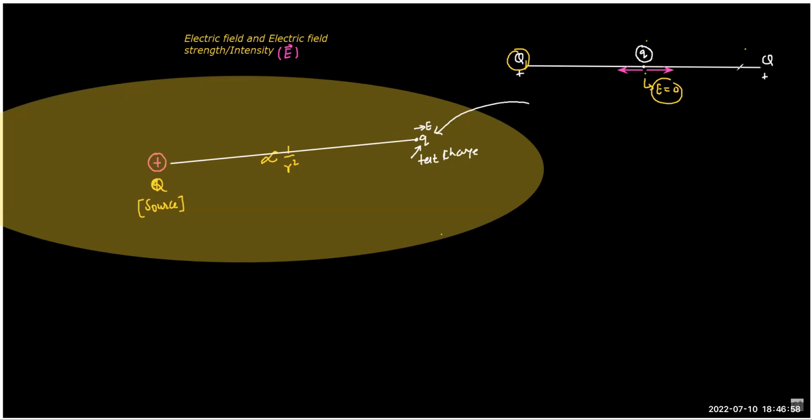So if I just change the names to Q1, Q2, and Q, the force on Q1 will be due to the field of small q and Q. Force on Q2 will be what? Due to the field of Q1 and Q. And that is why the force on small q will be due to the field of Q1 and Q2.